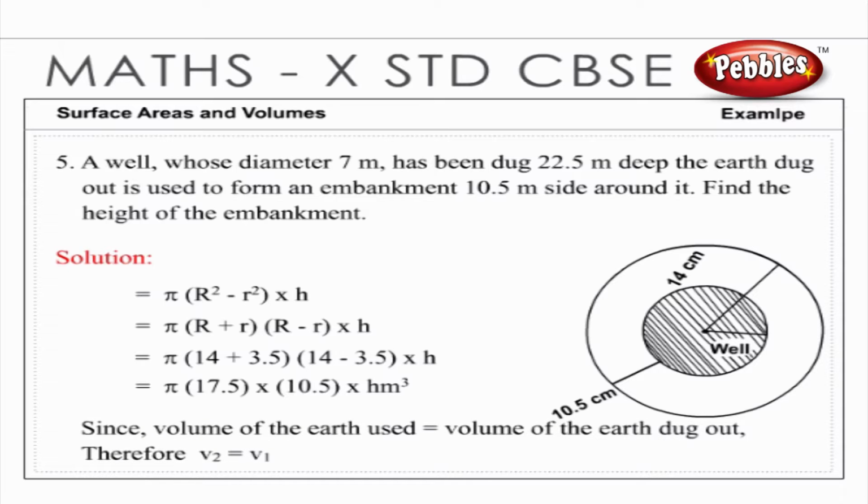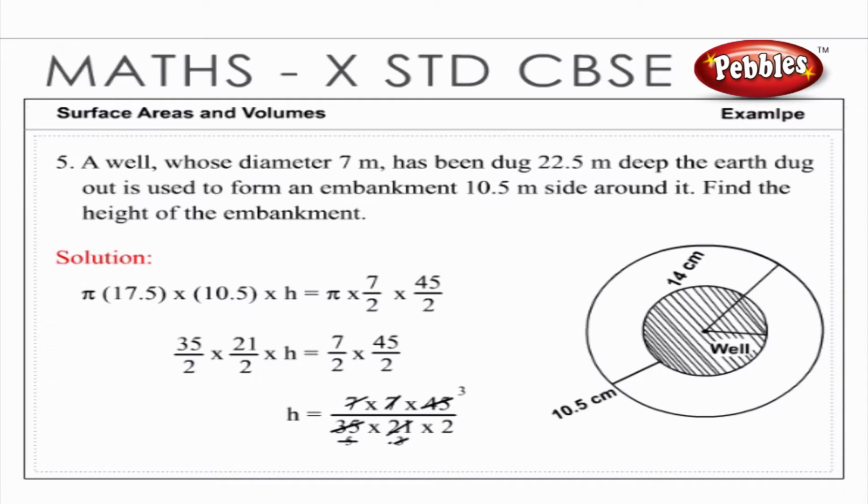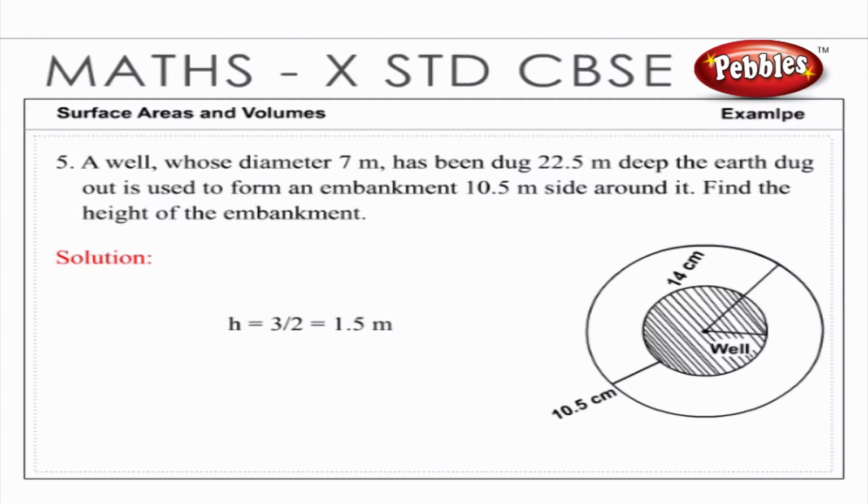Since volume of the earth used is equal to volume of the earth dug out, therefore V2 is equal to V1. Substituting the values of V1 and V2 in the formula, we get h is equal to 3 by 2, which is equal to 1.5 meter. Therefore, height of the embankment is equal to 1.5 meter.